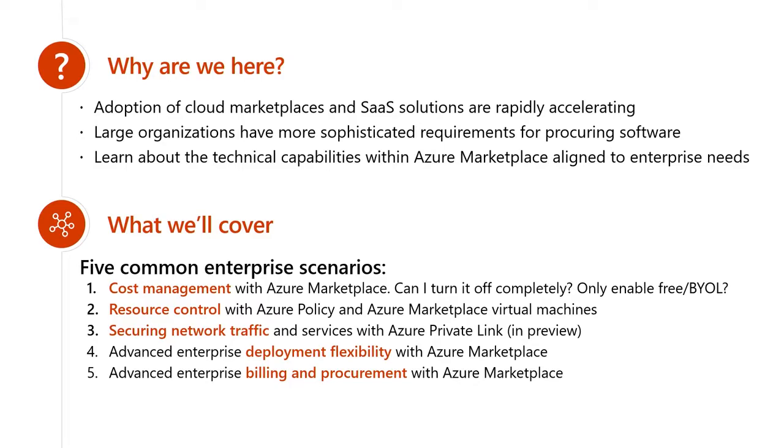The third one is securing network traffic, and this scenario is around a new feature that launched in Azure called Azure Private Link, where you want to guarantee that all of the network connectivity between any services, especially your service and a third-party service, is on the Microsoft backbone. It doesn't go over the public internet.